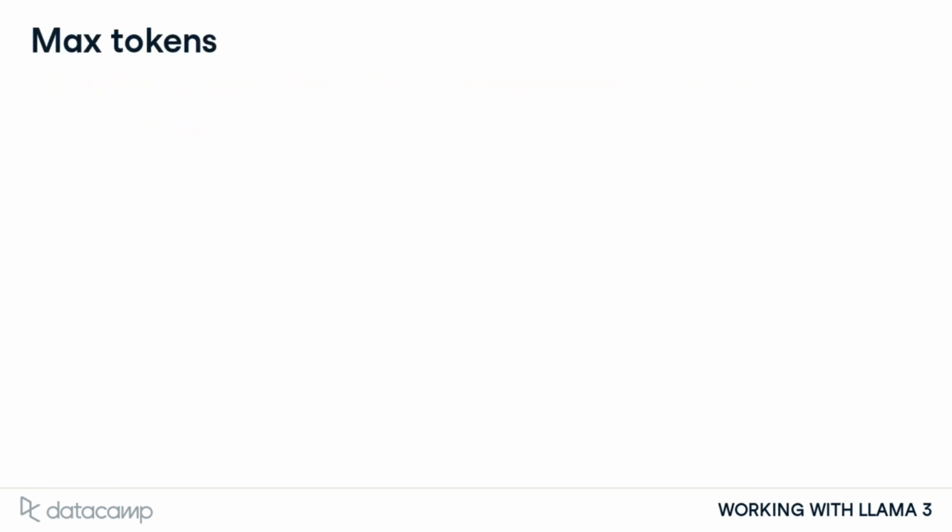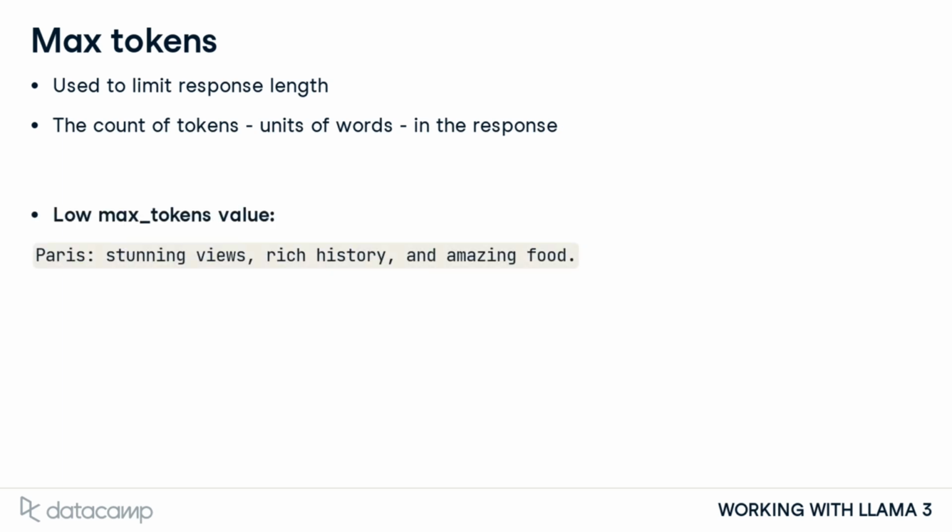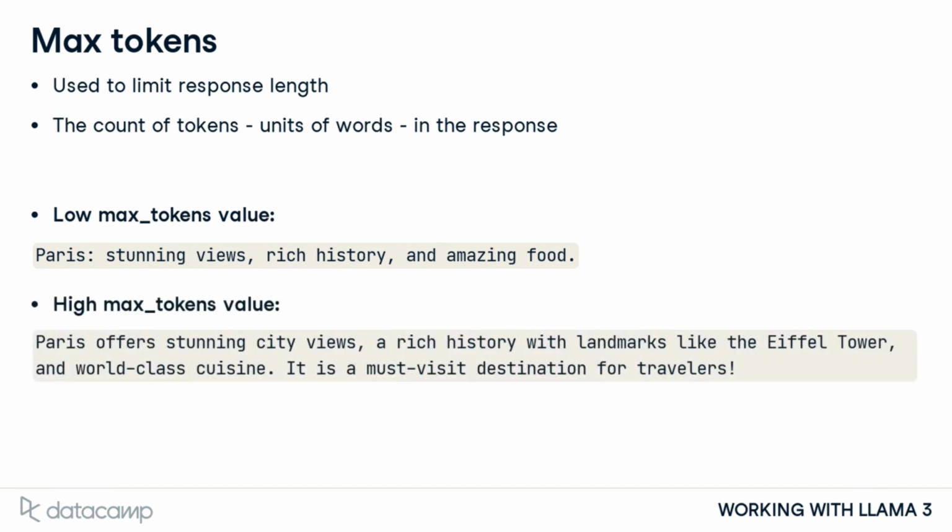To limit response length, we use max tokens. This is the direct count of how many words or parts of words, called tokens, should be in the response. If we need a short and precise summary, we can limit the response to just a few words, while if we need a more detailed explanation, we increase max tokens.